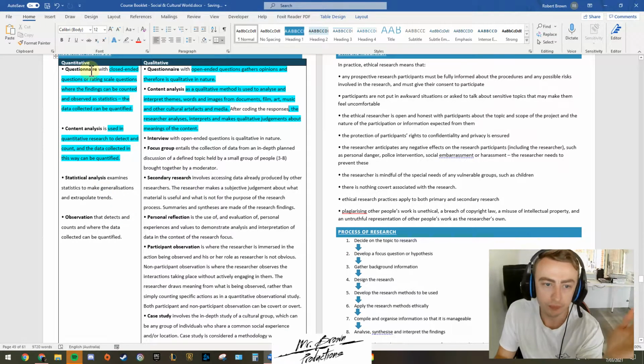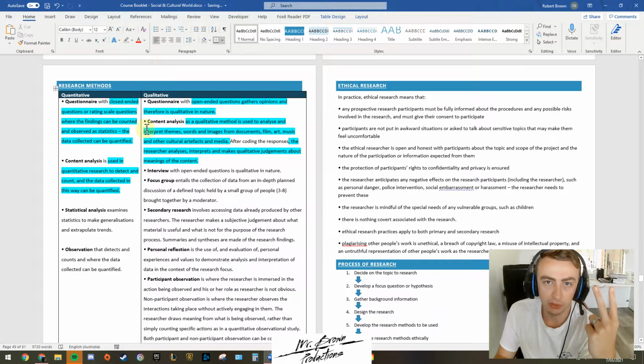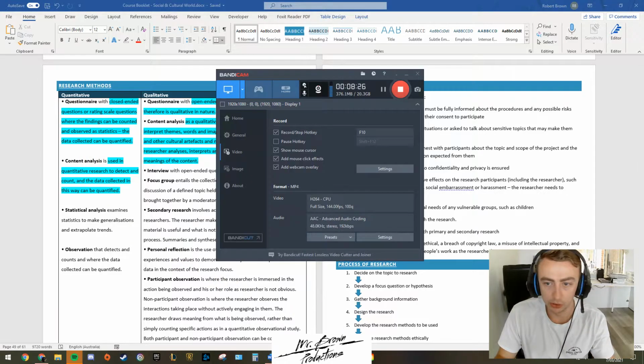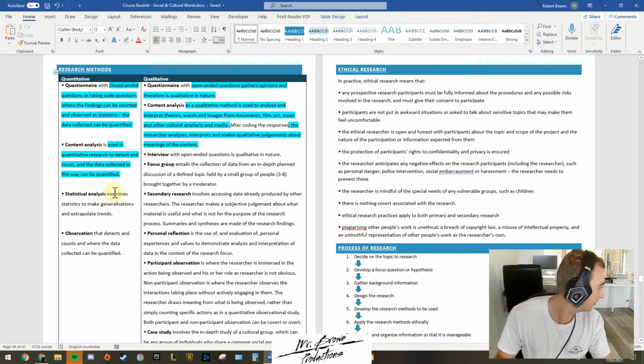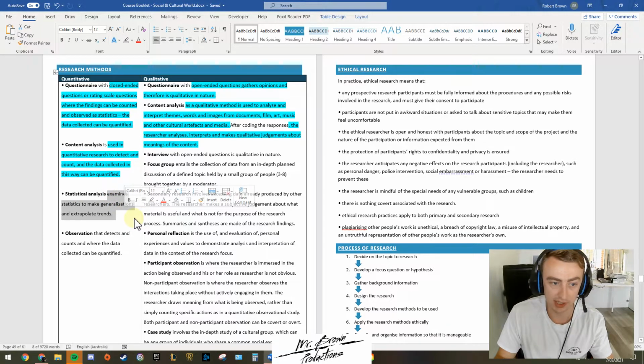So questionnaires and content analysis are the only two that are both quantitative and qualitative. The rest are either one or the other. So with statistical analysis, essentially this is a pretty straightforward one. It's examining statistics to make generalizations and extrapolate trends.